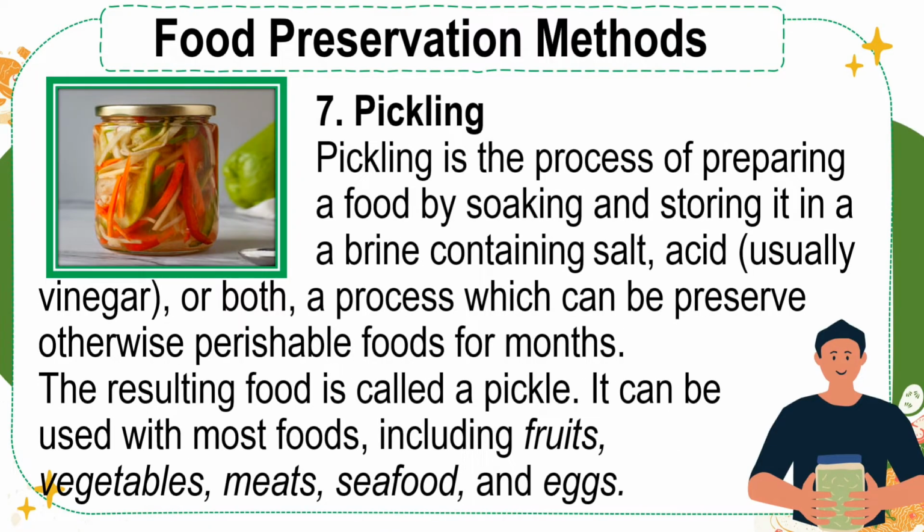Next, we have pickling. Pickling is the process of preparing food by soaking and storing it in a brine containing salt, acid, usually vinegar, or both. It is a process by which otherwise perishable food can be preserved for months. The resulting food is called a pickle. It can be used with most foods including fruits, vegetables, meats, seafood, and eggs.